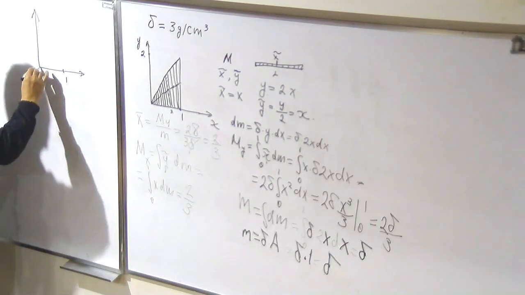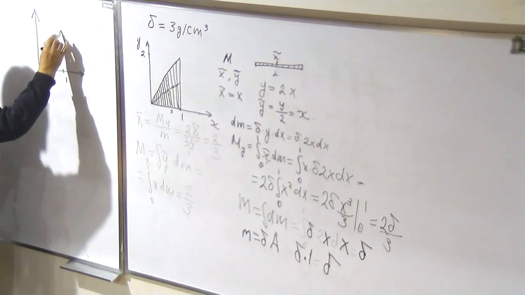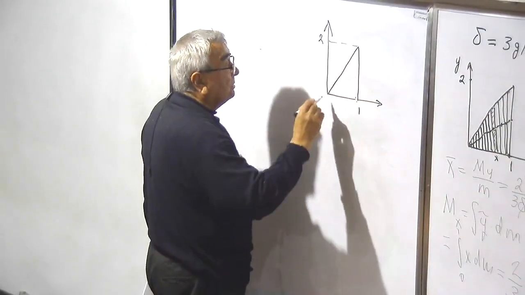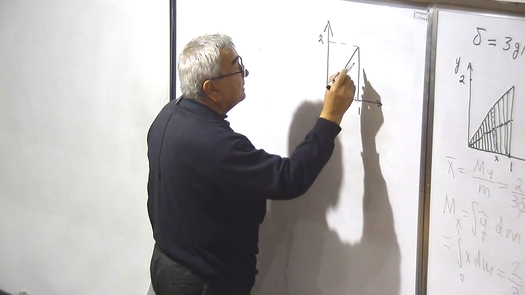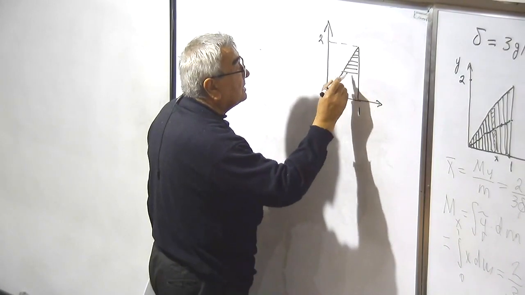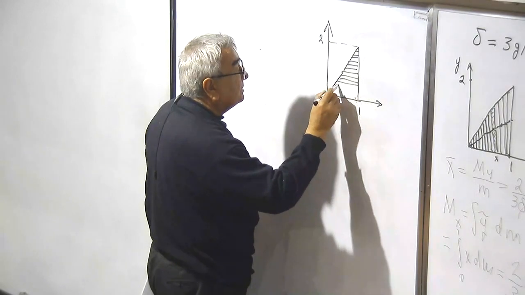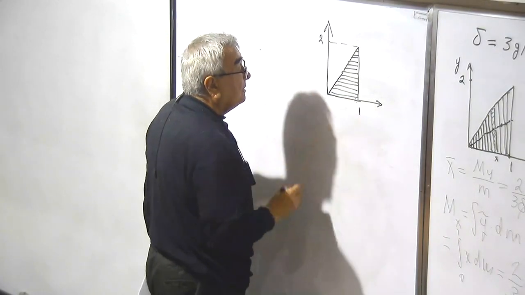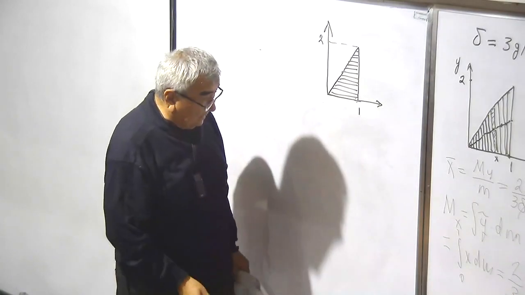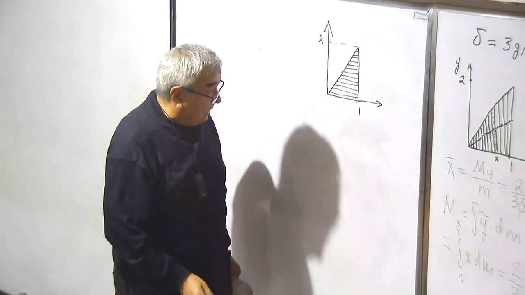Here's the 1. Here's the 2. Here's the 2. Now we take these strips, that means the horizontal strips. Of course, this is the second method. It doesn't matter how you calculate.